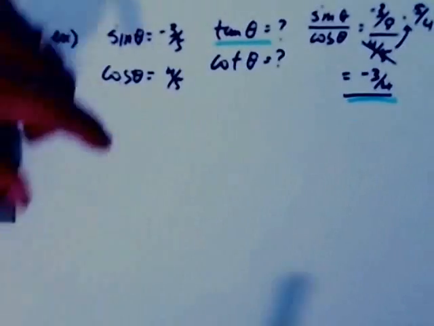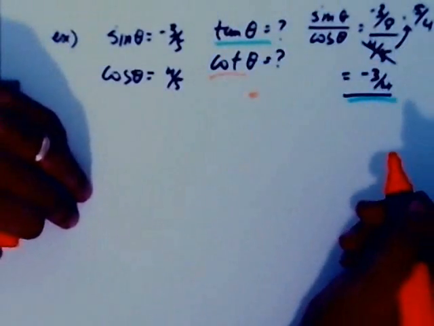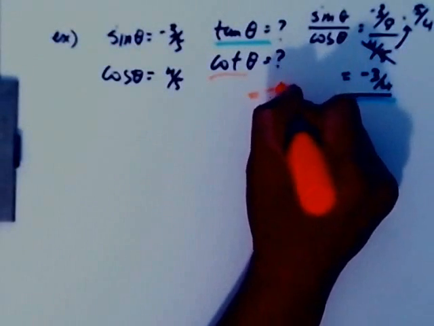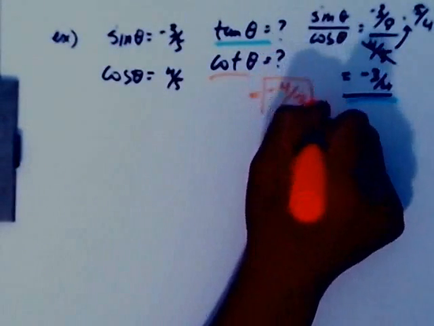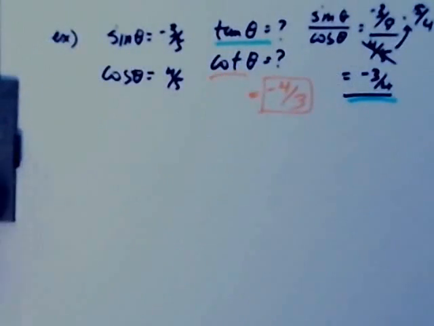And obviously, let's do cotangent of the angle. It's the reciprocal, which is cosine over sine. We just flip this around, and it becomes negative 4 over 3. So cotangent becomes negative 4 over 3. The tangent becomes negative 3 over 4.